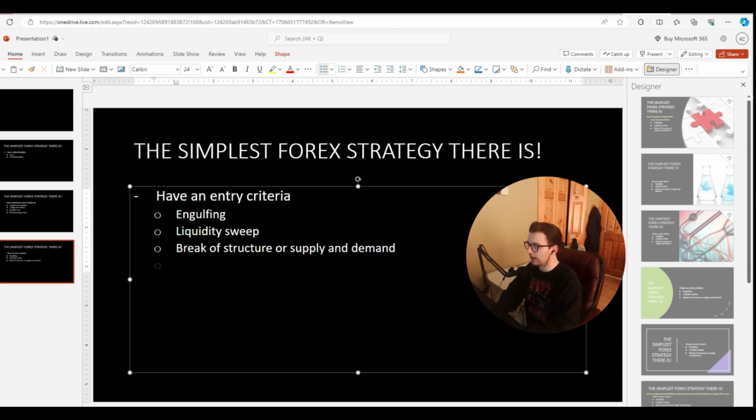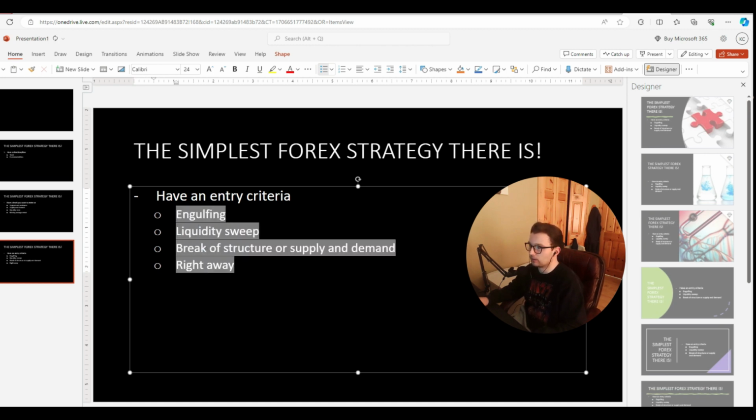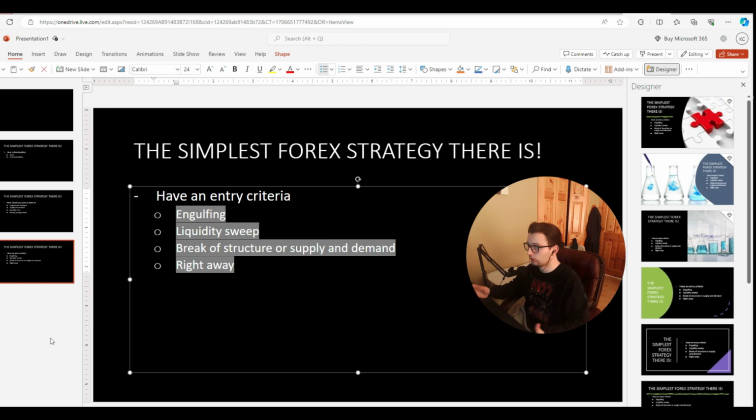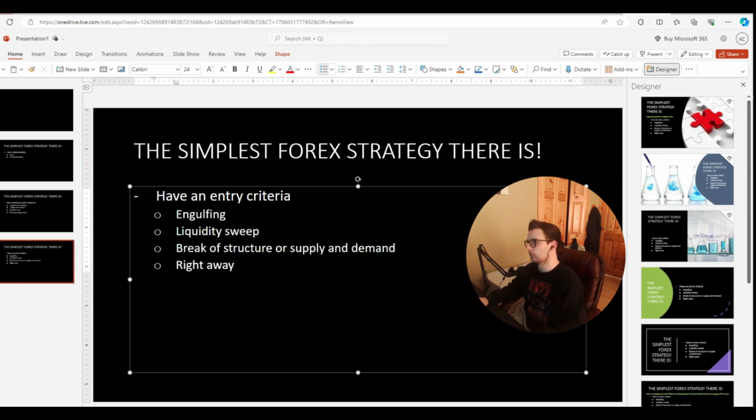For me, I actually enter in right away. I enter in right when it hits my zone, and mainly because I have tested it and I feel like it gives me the best return, the best risk return. So that's why I actually enter in right when it hits my zone.